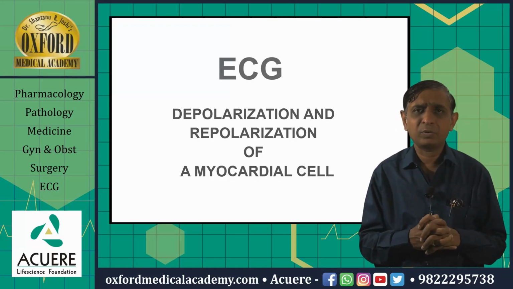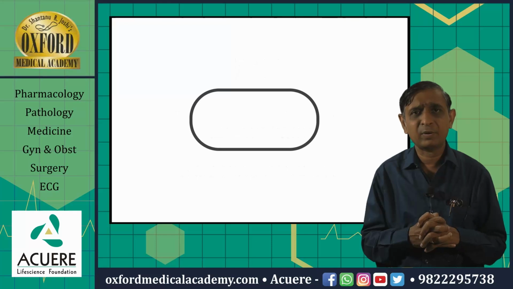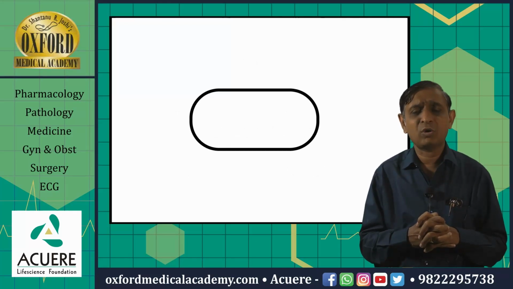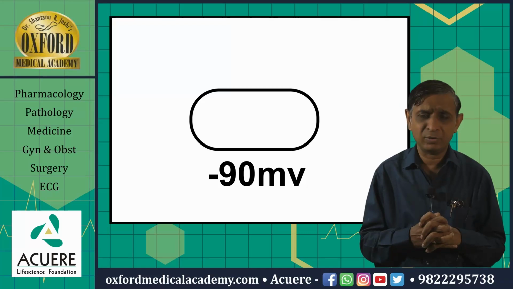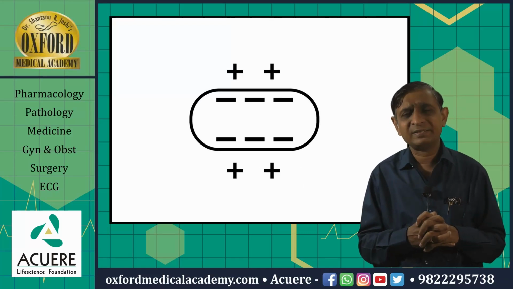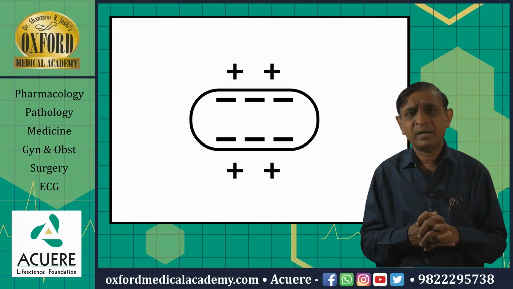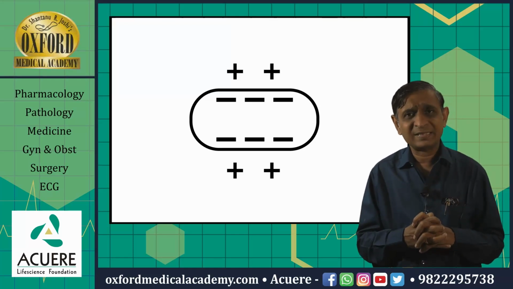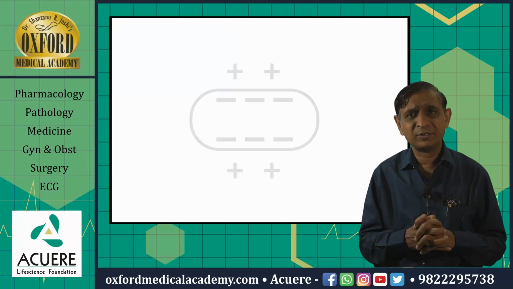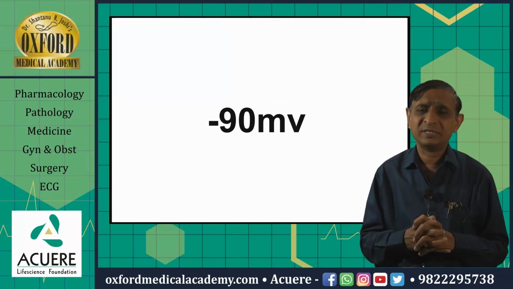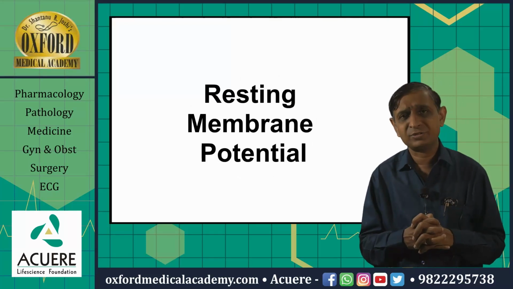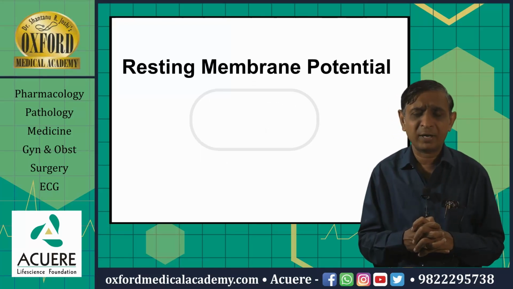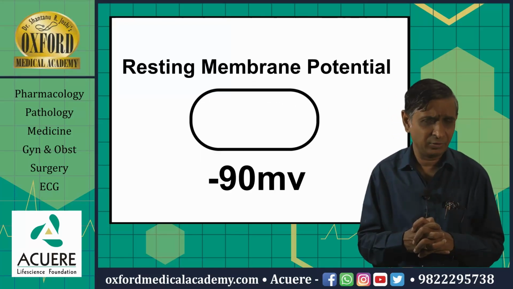As all of you know, a resting myocardial cell maintains a potential difference of minus 90 millivolts. Outside of the cell is always positive and inside of the cell is always negative. This polarized cell maintains the potential difference of minus 90 millivolts. This is known as the resting membrane potential. The resting membrane potential of a myocardial cell is minus 90 millivolts.